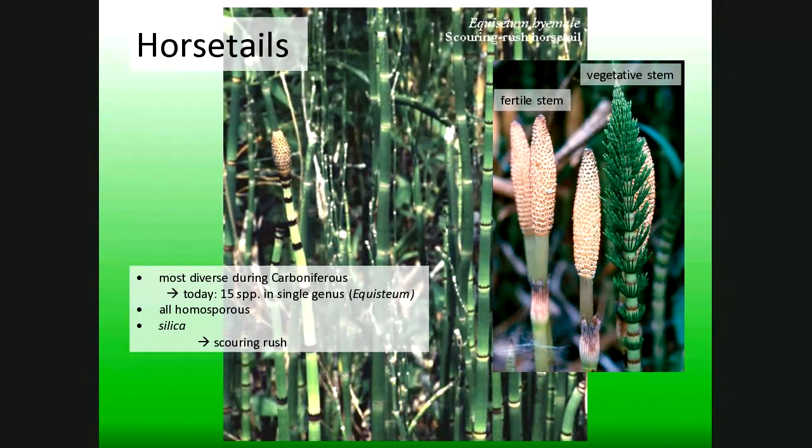Okay, so there's the fertile stem again with the strobilus and the vegetative stem, and then the little tiny leaves that are sticking out. That's what those little things are.